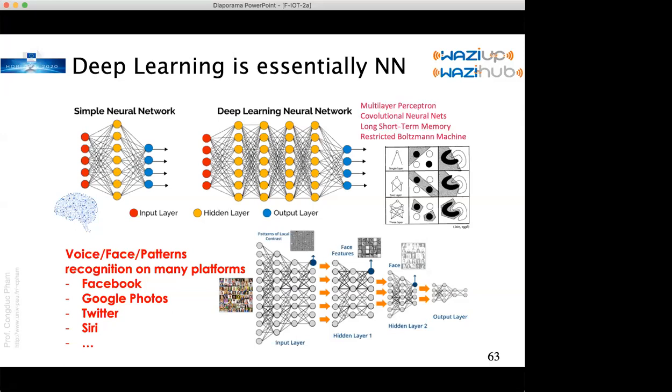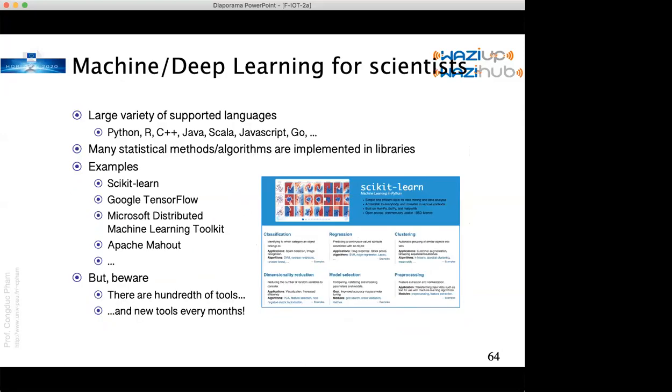And again, don't reinvent the wheel. Depending on the programming language you are keen on, could it be Python, C++, Java, JavaScript, whatever, there are a lot of platforms and packages that already provide all these tools in a very compact and very validated way for you to use. So: Scikit, Google TensorFlow, Distributed Machine Learning Toolkit, Apache Mahout, and a lot of them exist.